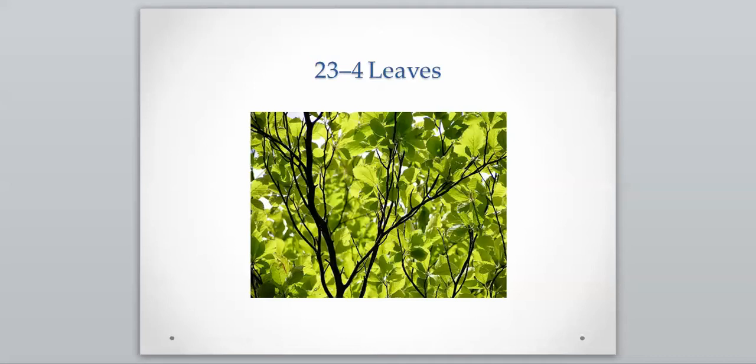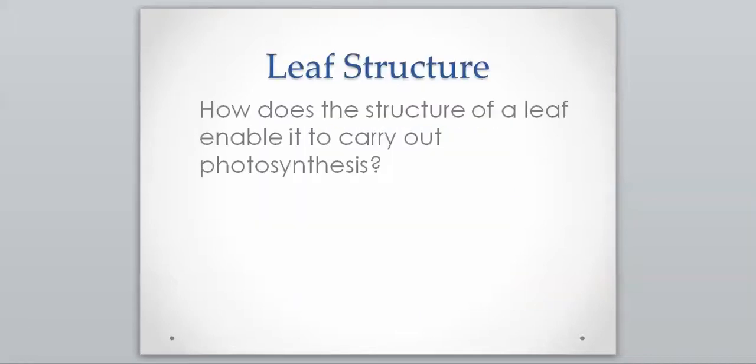Hello Bio 2. We are continuing on with chapter 23. We've taken a look at stems and roots, and now we're going to take a look at leaves. So our first topic here in this video is going to be the structure of a leaf. We're going to look at how the structure of a leaf enables it to carry out photosynthesis, because remember, we said that the leaf's main job is to carry out photosynthesis.